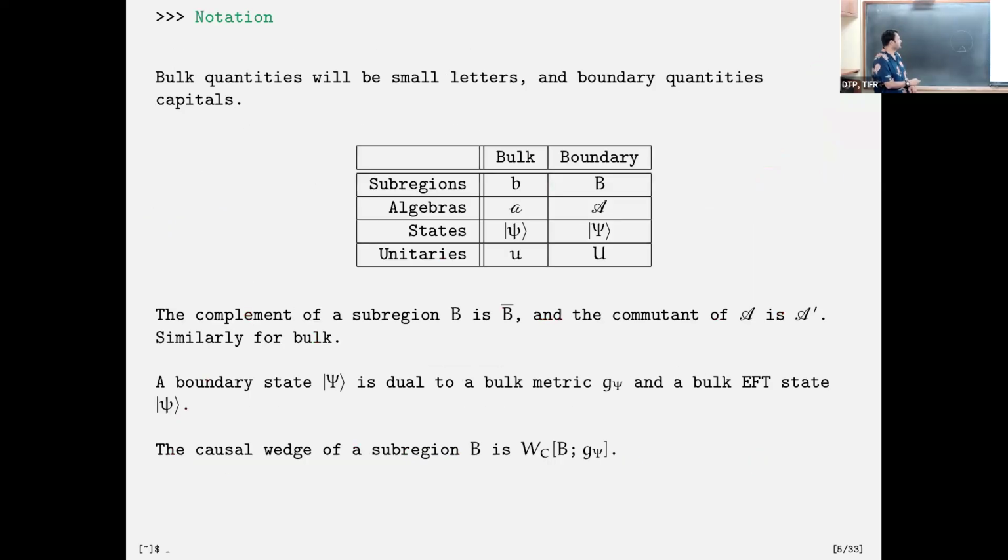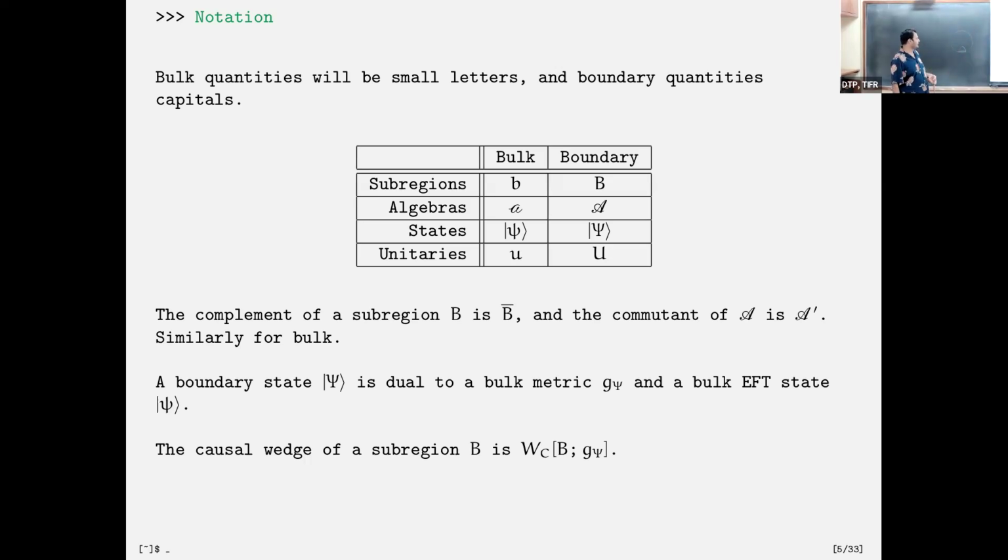Now let me just give you some notation. All boundary quantities are capital letters and all bulk quantities are small letters. There are subregions, algebras, states, and unitaries. A bar on a region always means the complement, and a prime on an algebra means the commutant, which is the set of operators that commute with it. AdS/CFT for me will be that the boundary state is dual to the bulk metric and the state of the bulk.